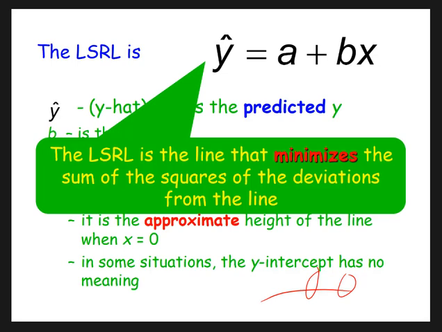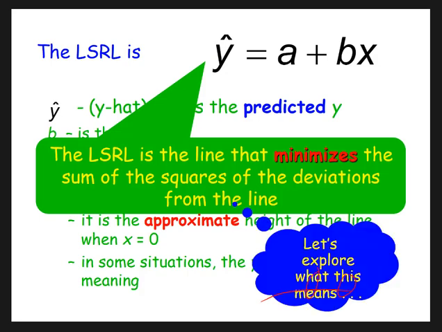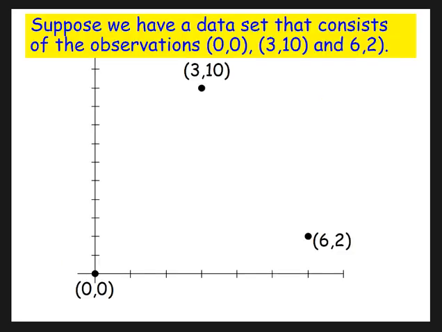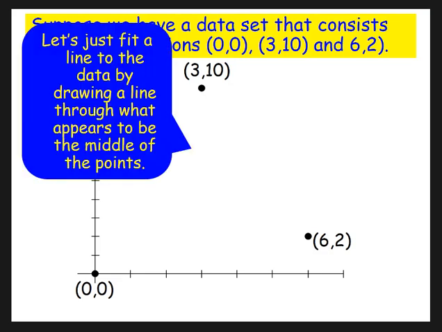So the least squares regression line is the line that minimizes the sum of the squared deviations from the line. Let's explore what that means. Let's say we have data that consists of those 3 points. Well, they're obviously not in a line. Want to just fit a line to the data by drawing a line through what appears to be the middle of the points? We can try that.